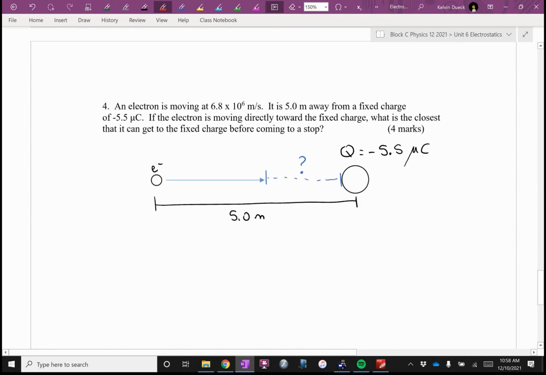So here it is. We have an electron, and I guess the electron has an initial velocity of 6.8 times 10 to the 6th. Someone gave it a big push. As it moves to the right, it's going to get closer and closer to this negative charge. What's going to happen to the electron's speed? In fact, which way is it feeling a force? To the left. By the way, which direction is the electric field right by the x?